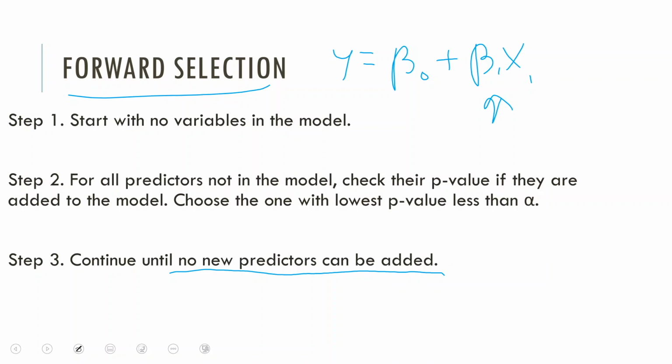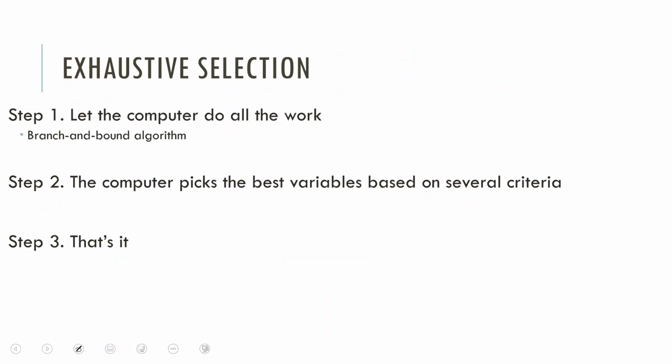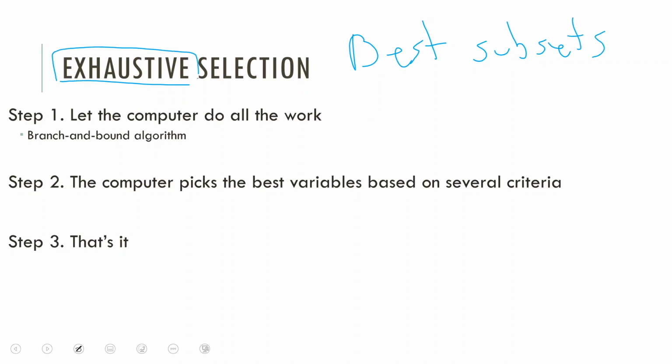Now, the better of the three is this exhaustive, and let me write it like this too, this is the best subsets. I'm using the language in the library that we're going to be using. This option here, exhaustive, is just saying the same thing. You'll find that this exhaustive terminology is very difficult to find online. But if you're curious about the algorithm that it uses, this is what you would search for, best subsets.